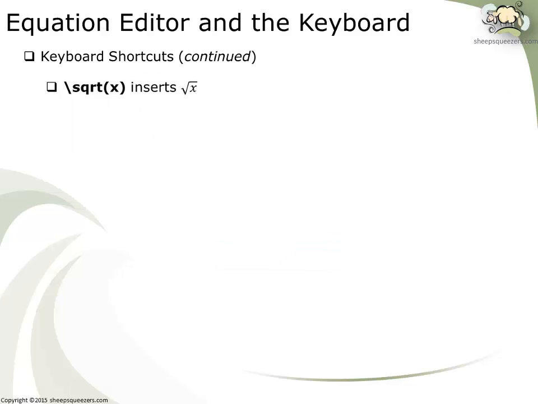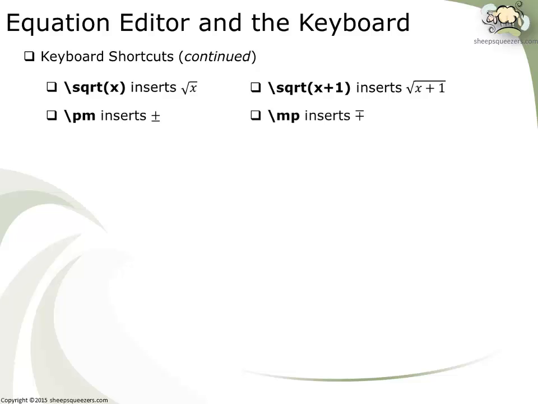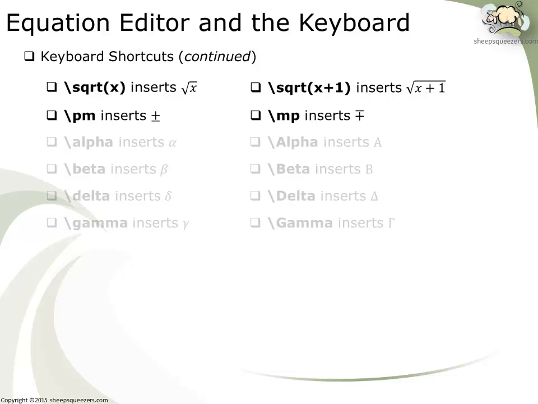So, as we've shown before, backslash sqrt left paren x right paren followed by the spacebar inserts the square root of x. But let's continue on and show you some more keyboard shortcuts. Backslash sqrt left paren x plus 1 right paren followed by the spacebar inserts the square root of x plus 1. Backslash pm inserts the plus or minus symbol. Not to be outdone, backslash mp inserts the minus and plus symbol.